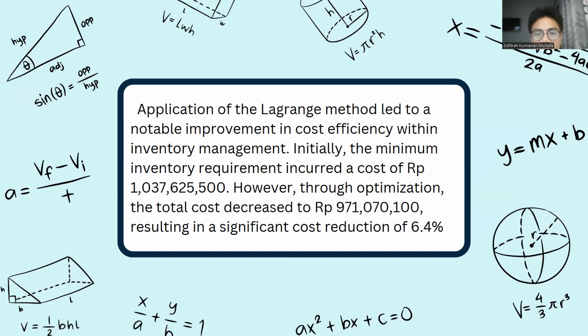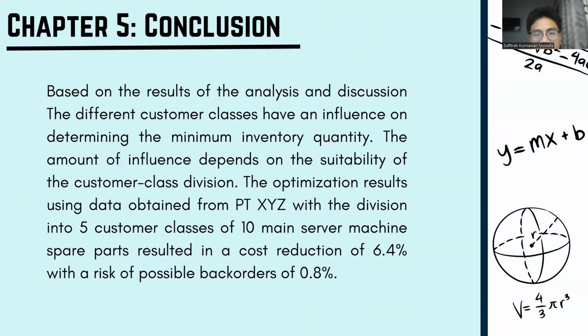Application of the Lagrange method led to a notable improvement in cost efficiency within inventory management. Initially, the minimum inventory requirement incurred a cost of about a billion rupiah. However, through optimization, the total cost decreased to 900 million, resulting in a significant cost reduction of 6.4%. Next slide. Chapter 5, Randika.